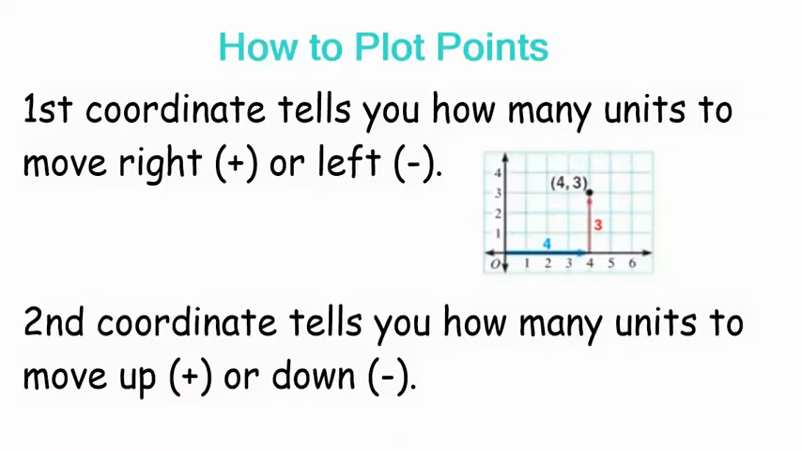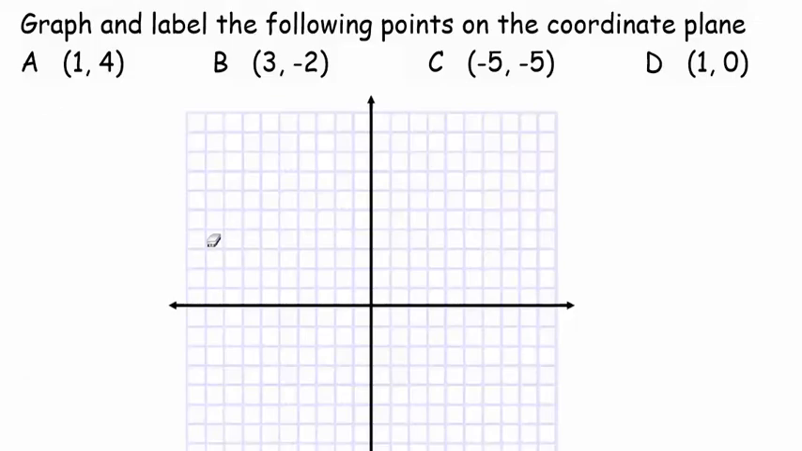I just kind of talked about that. So this is on your notes. So I'm going to do 4 of them with you, and then you're going to do 4. All right. So we're going to graph and label the following points on the coordinate plane. So 1, 4. Remember, you're always going to start at 0, 0. Okay. So I'm going to go over 1, and then up 4. 1, 2, 3, 4. I'm going to put my point, and then I'm going to label it as A.